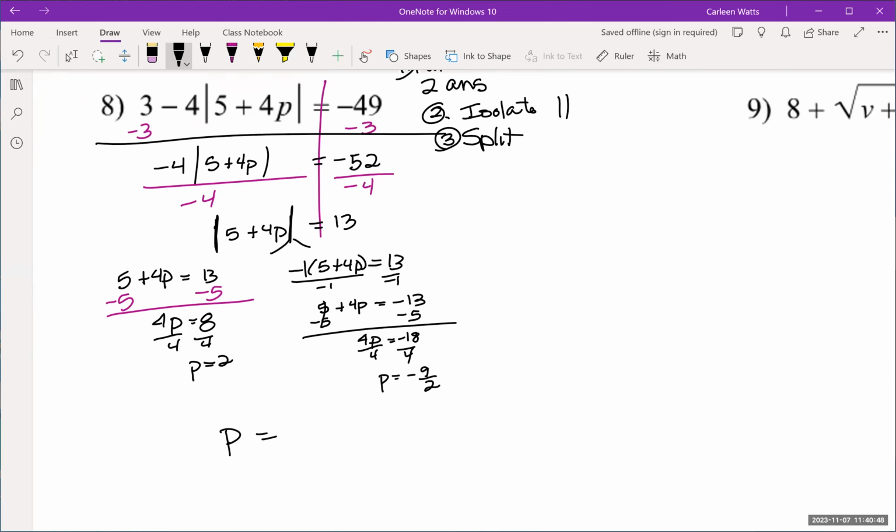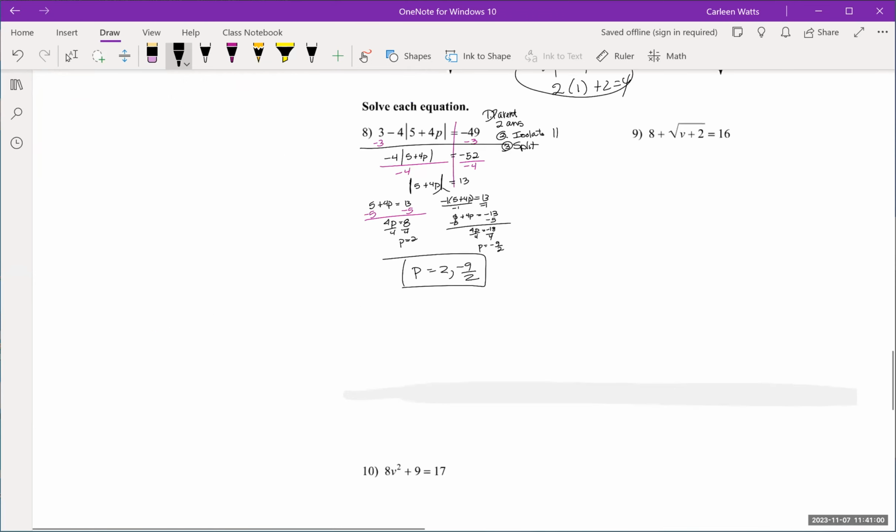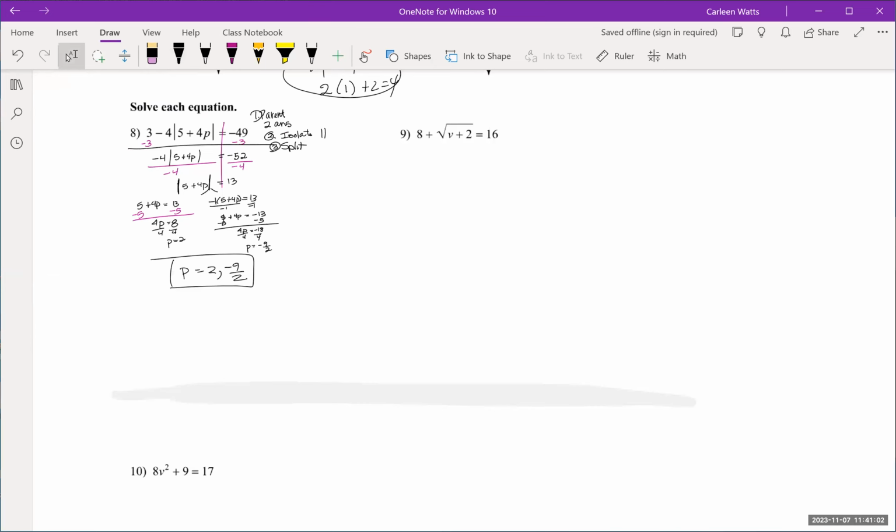Okay, so P is equal to 2 and -9/2. 2 answers. With absolute value, you should always get the 2 answers. Sometimes with quadratics you get the same answer, but okay. Everything else on your own, unless you have more requests. Any more requests? Are you good?